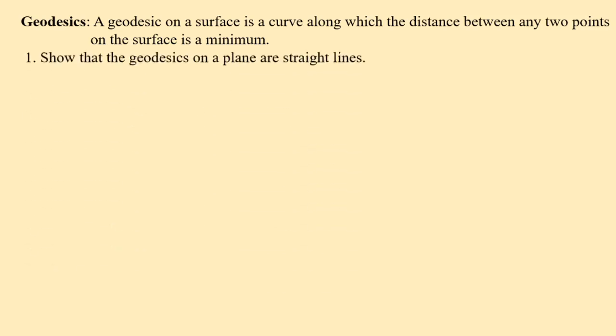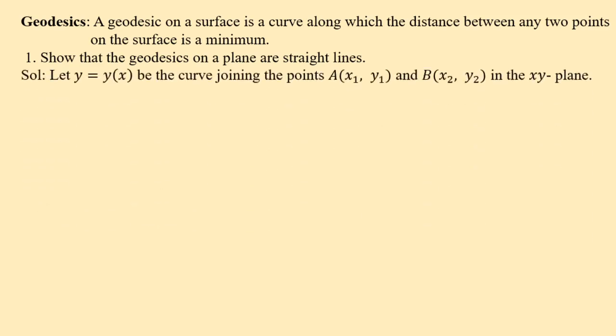One example that we already discussed: show that the geodesic on a plane is a straight line. It is nothing but taking any 2 points and finding the curve such that the distance between the 2 points is minimum. So it is the shortest distance between any 2 points on the plane. We got the shortest distance along the straight line, and that curve is called the geodesic. We already discussed that in the previous lecture.